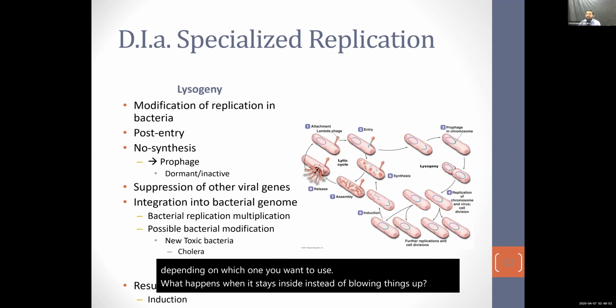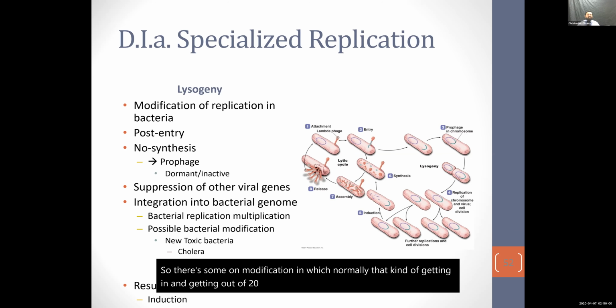All right, so what happens when it stays inside instead of blowing things up? There's a modification in which normally that getting in and getting out of 20 minutes or so is referred to as a lytic cycle because it's just blowing the cell up, so lysis, right? But there's a version called lysogeny in which rather than getting in and getting out really fast, it takes its sweet little time inside. And here's where it gets dangerous, and here's part 2 of what we talked about in the first portion of this topic when we were talking about cancer.